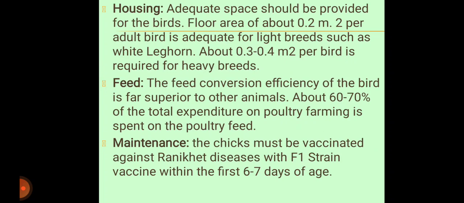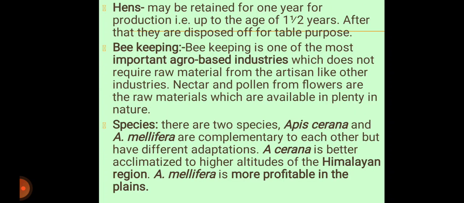Maintenance: the chicken must be vaccinated against Ranikhet disease with the F1 strain vaccine within the first 6 to 7 days of age. Hens may be kept for 1 year for production, that is, up to the age of 1.5 years. After that, they are disposed of for table purposes.